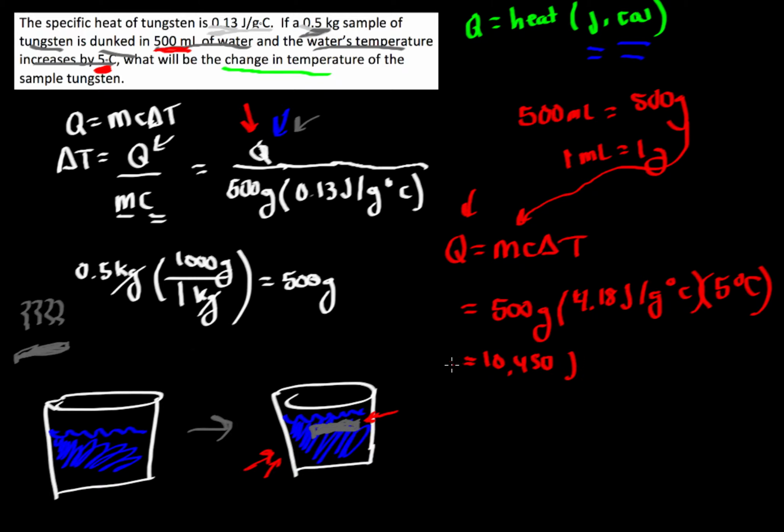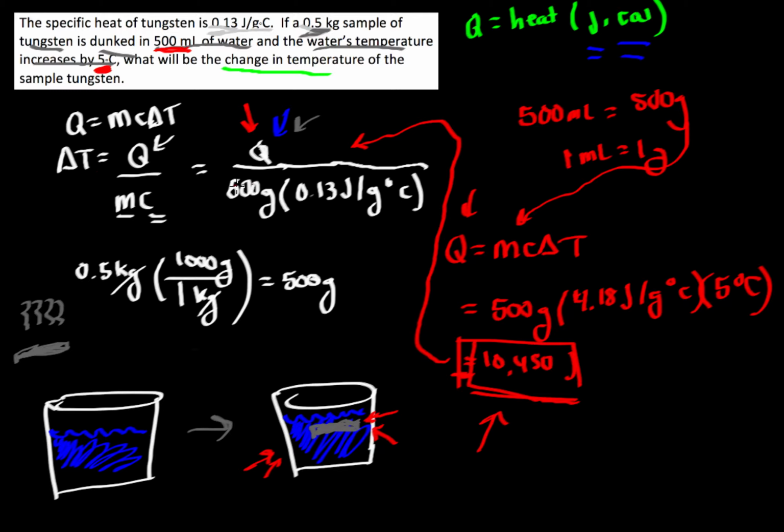joules. So now we have a Q value we can work with, because we know that this heat was absorbed by the water from the tungsten. So our Q value that we'll be putting here is going to be the negative of this, because the tungsten lost that heat and the water gained it. That's why for water, it'll be positive 10,450 joules. For tungsten, it'll be negative 10,450 joules.